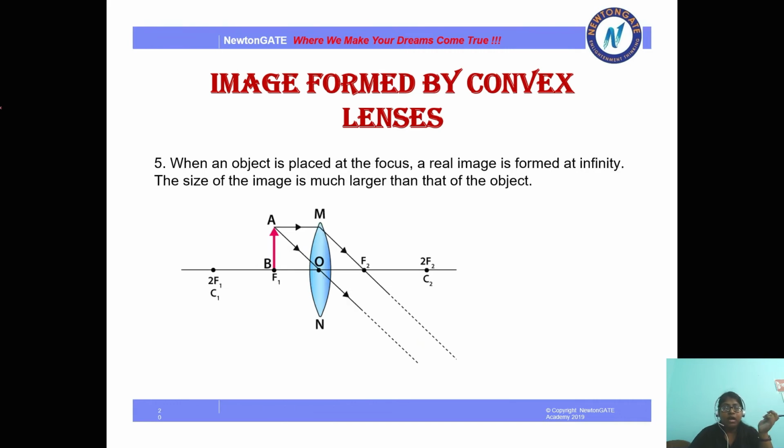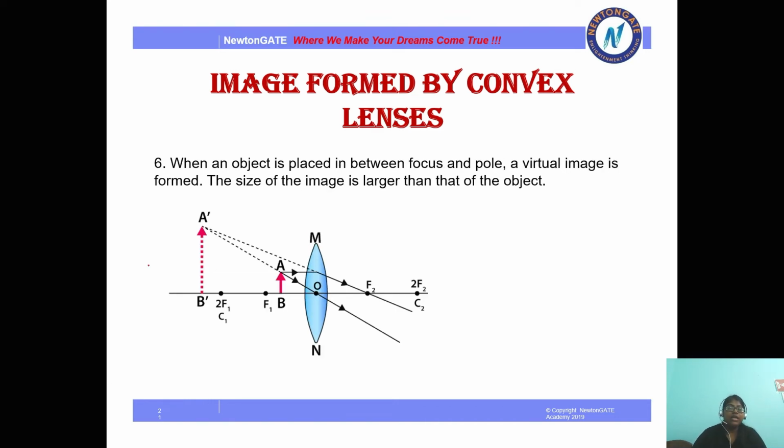Then there is another one. If I am keeping the object at focus F1, then what will happen? Then the size of the image will be much larger. It will still be real, but it will be formed at infinity.